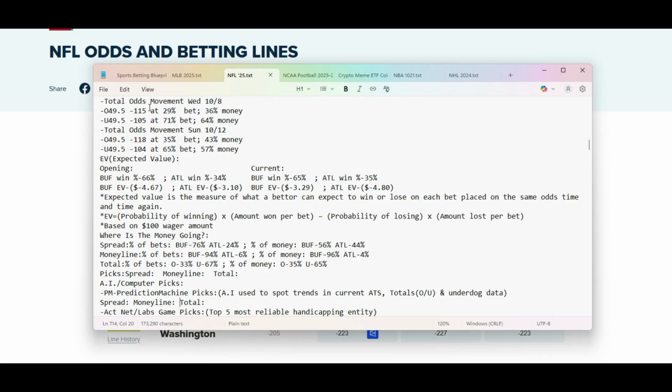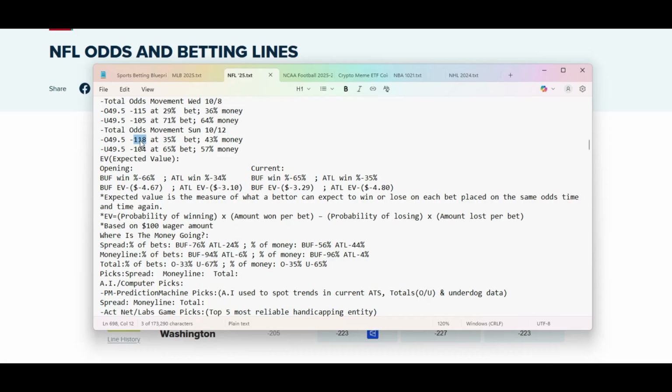Let's see where they were earlier in the week. Wednesday, October 8th, minus 115 cost going with the over 49.5. 29% betting, 36% money going over. So the under is still winning, even on Sunday, as you can see here, minus 118 going over, 35% to 43%.